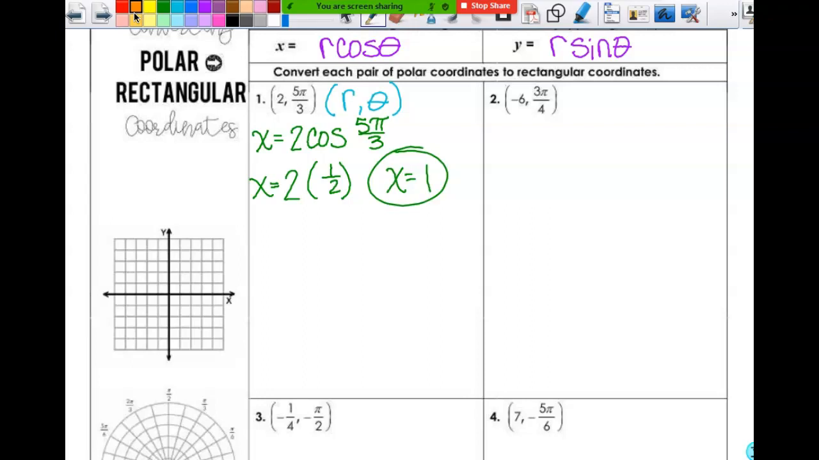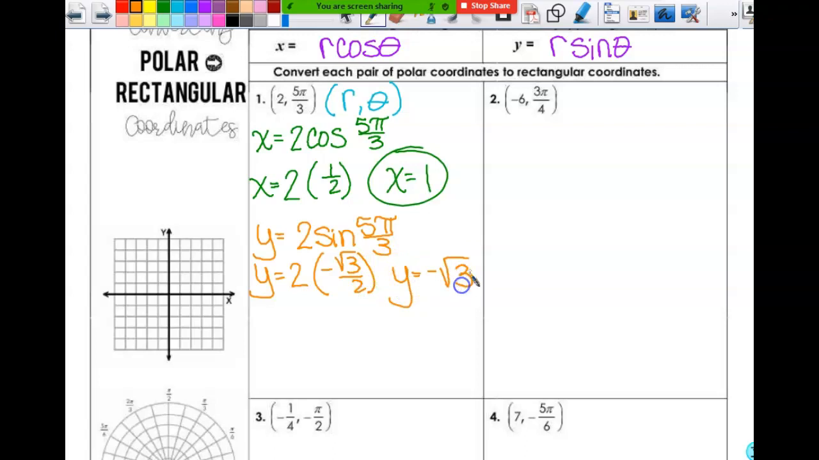All right, so then y. Y is equal to r sine theta, so r is 2 times the sine of 5 pi thirds. So then sine of 5 pi thirds. In the fourth quadrant, sine is negative. So again, I use my hand trick, square root of 3 over 2. So this is going to be a negative square root of 3 over 2. So y is equal to negative square root of 3. There's my y value.